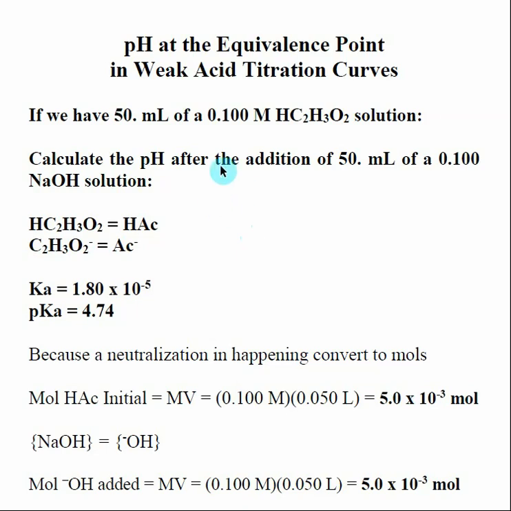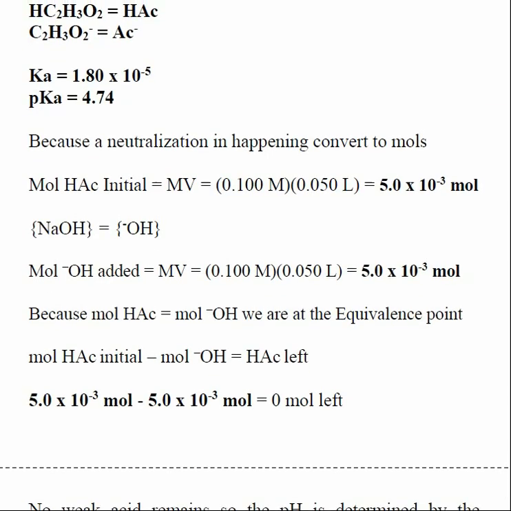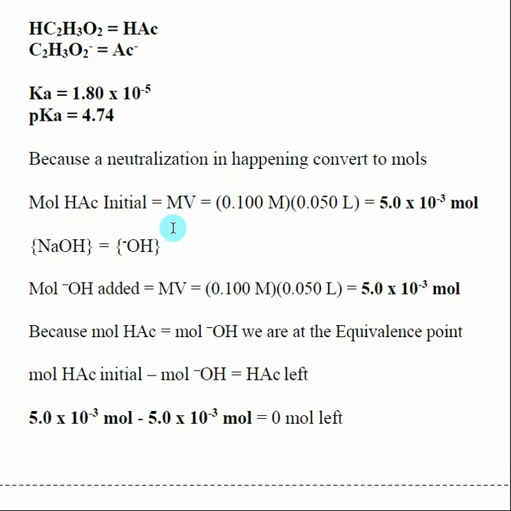So as always, I see that I'm starting with a weak acid and I'm adding a strong base to it. I understand that that means we're going to be doing a neutralization. Because of that, I want to find out how many moles of weak acid I started with and how many moles of hydroxide I've just added. So moles is equal to molarity times volume. The molarity of weak acid was given, the volume was given, and we know that we started with 0.50 times 10 to the minus third mole of our weak acid.